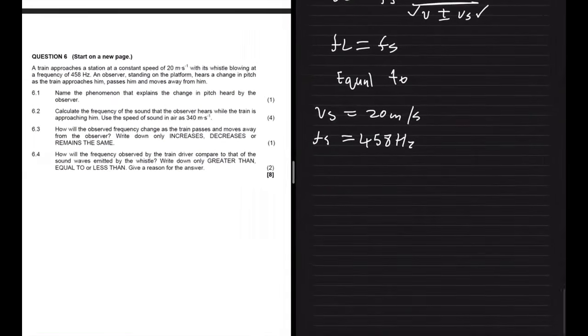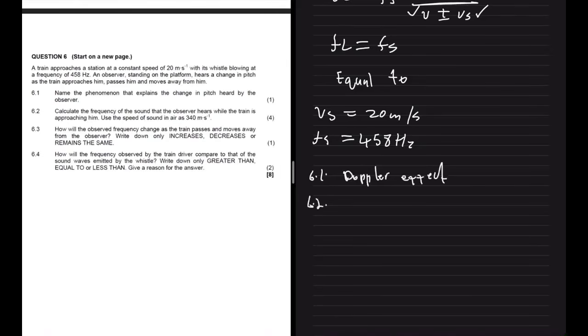6.1. Name the phenomenon that explains the change in pitch heard by the observer. Change in pitch heard by the observer, that's the Doppler effect. The pitch is changing because of relative movement between the observer and the sound source.